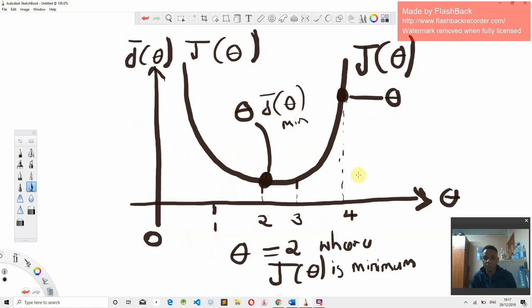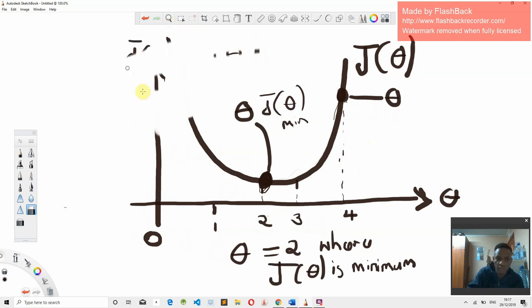So this is the intuition behind gradient descent. We want to minimize this function J of theta, and to do that we start with some value of theta, and then we keep on changing that value of theta until we find a value of theta where the function J of theta is minimum. In this case, the value of theta is 2 where J of theta is minimum. So now let us continue with the gradient descent.